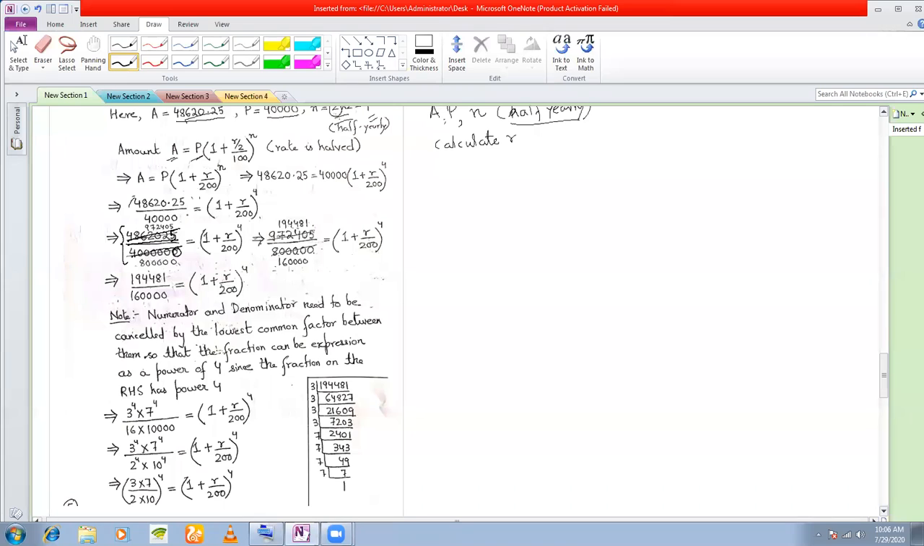Why did I cancel? First, I cancelled because I wanted to make the powers same. Now what I see is that this number here and this number here cannot be written as a power of 4. In order to make it a power of 4, I cancel with the lowest common multiple. So I cancel with 5 to get these two numbers.